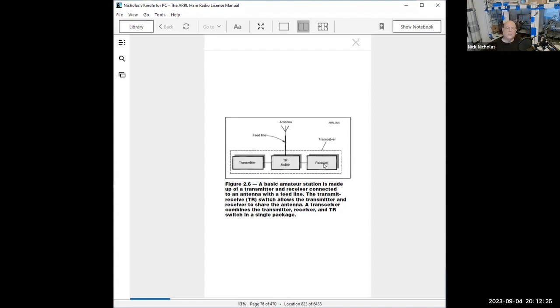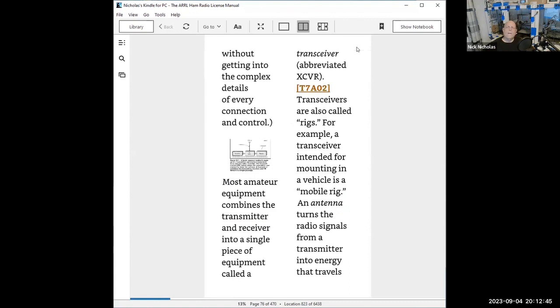You cannot transmit and receive on the same antenna at the same time on the same frequency. You can't even do it on different frequencies without some very extensive equipment to protect the receiver and the transmitter. We'll discuss that in the future as well. Okay. Now I want to talk about antennas for receiving.